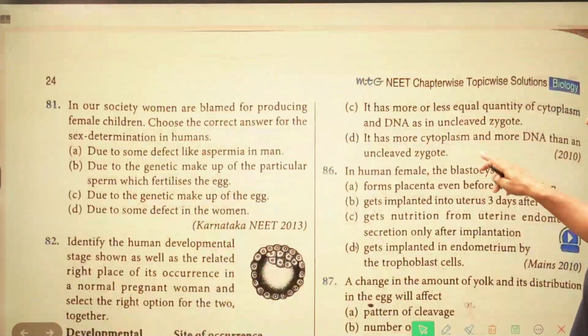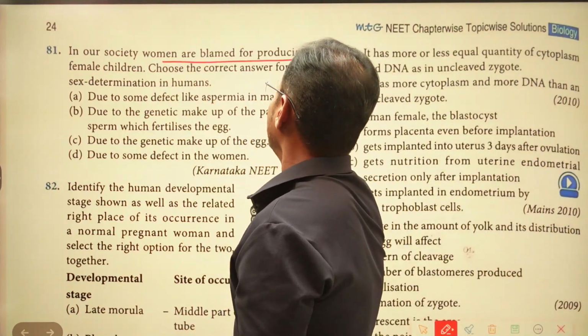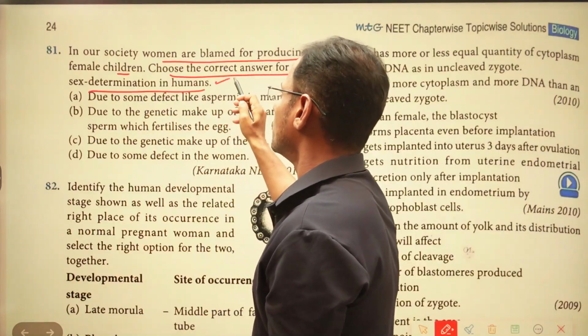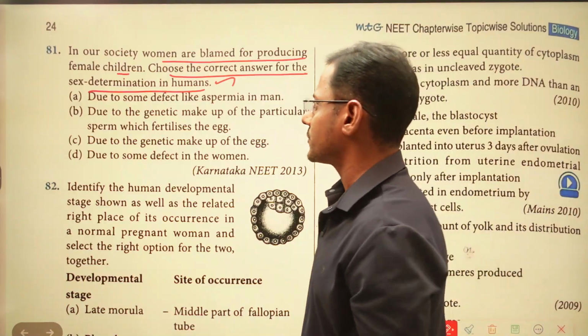And let us discuss the next one. In our society, women are blamed for producing female children. Choose the correct answer for the sex determination in humans. This particular question asked is about sex determination in human beings.